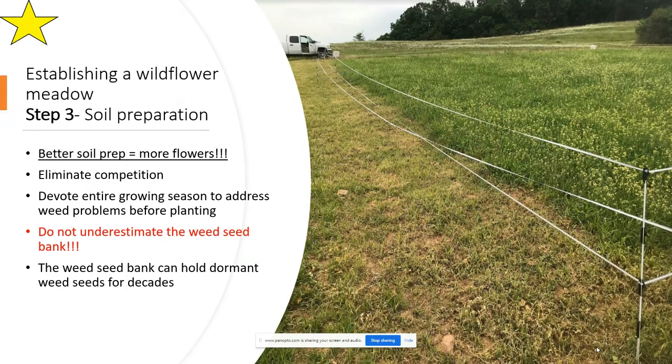But ultimately, for wildflowers to thrive, you need a minimum of 6 hours of sunlight in order for them to do well. Step 3, soil preparation. I put a star on this slide and some of the next few slides because, in my opinion, it's one of the most important things. If there's any takeaway from this presentation at all, just remember these slides because it's really, really important.